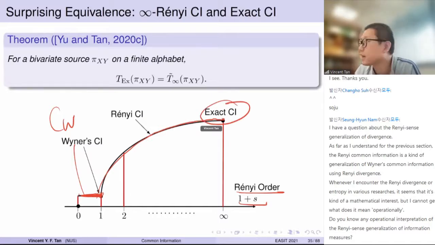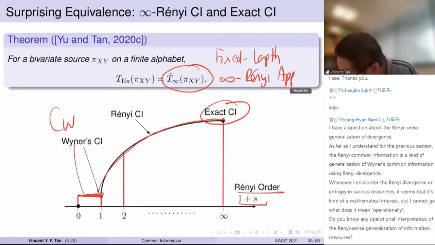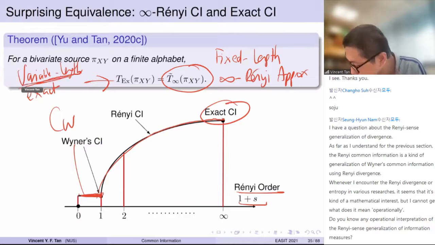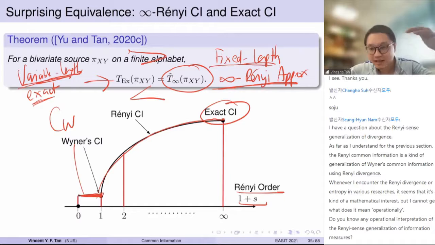I want to remind everyone here that these things have meanings. This is basically fixed length and infinity-order Rényi approximate. This right here is, however, variable length and exact. So you see that this is better than this, but this is better than this. So it's not clear which one dominates. But then these two effects somehow cancel out, such that these two become equal. That's the beauty of this theorem, which we call the equivalence theorem.